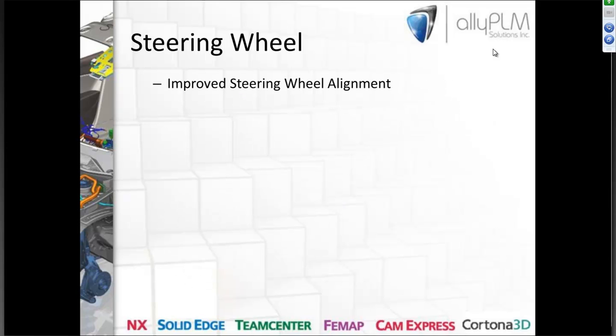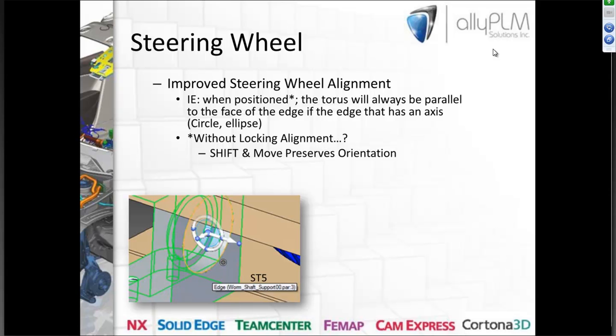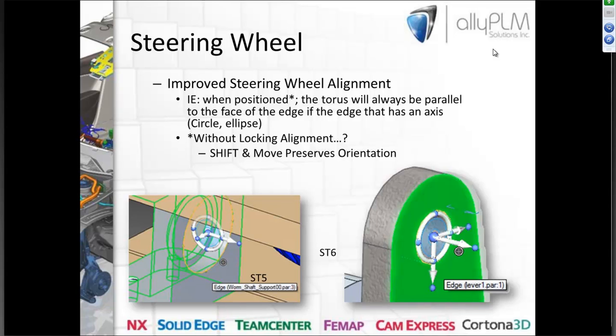Along with the change to the steering wheel itself is the way that the steering wheel aligns, and I'm going to populate these slides pretty quick so that we can see these images. In ST5 and prior, the steering wheel would snap to the midpoint and the primary axis would be aligned with the axis of a circle. In ST6, what we're going to do that actually has a better desired intent, I find, as a user, is that the torus is going to be parallel to the face.